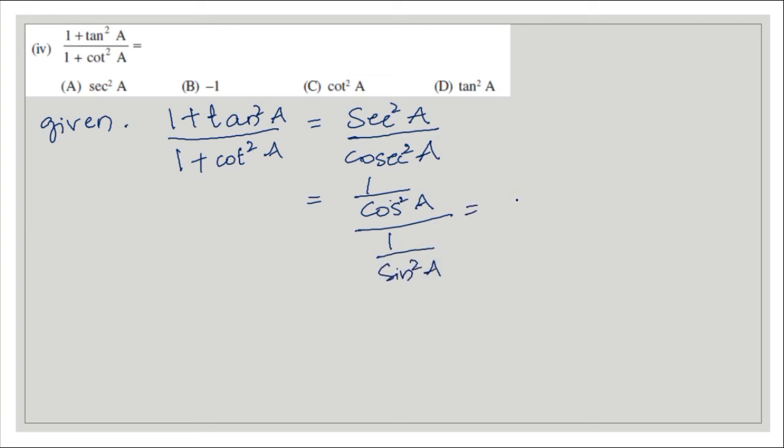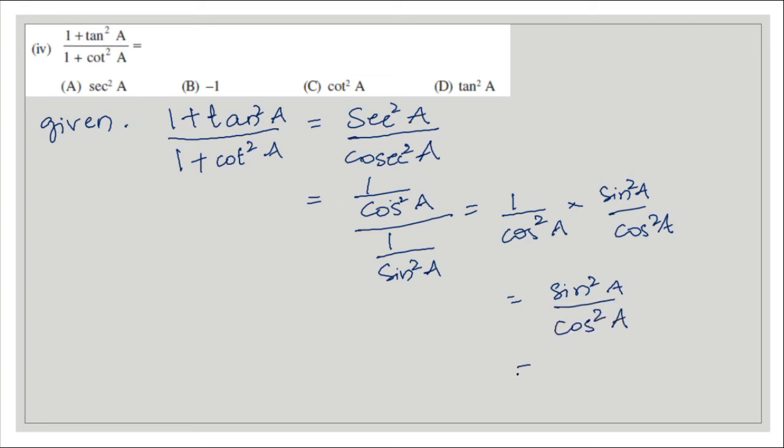The same thing can be expressed as 1 by cos square A multiplied to sin square A by cos square A. This is nothing but sin square A by cos square A. We all know that this is nothing but tan square A. So tan square A is option D is the right answer.